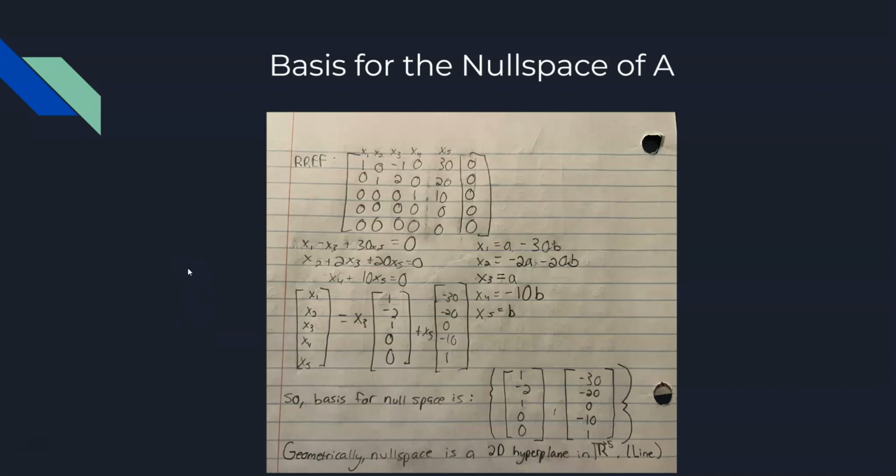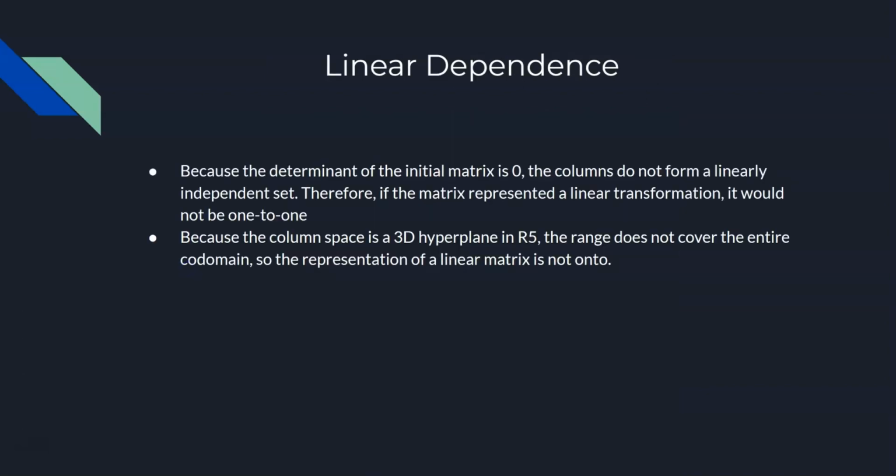And an easy way to remember it is the number of parameters is the dimension, and the number of columns in the basis for the null space.